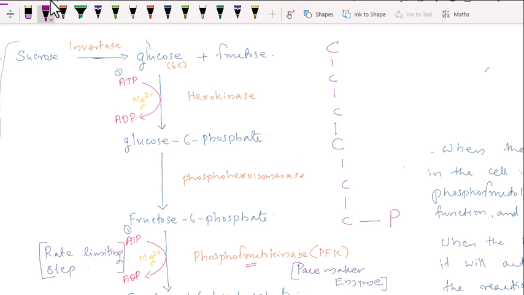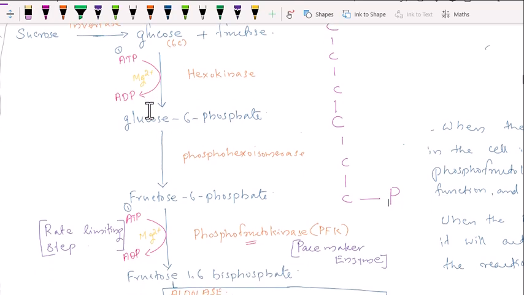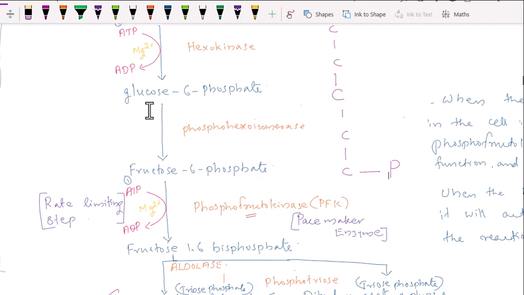This happens with the help of the enzyme hexokinase, which is very important. Then in the next step, the glucose 6-phosphate gets converted into fructose 6-phosphate with the help of the enzyme phosphohexose isomerase. That is a simple conversion. Fructose 6-phosphate is an isomer of glucose 6-phosphate.